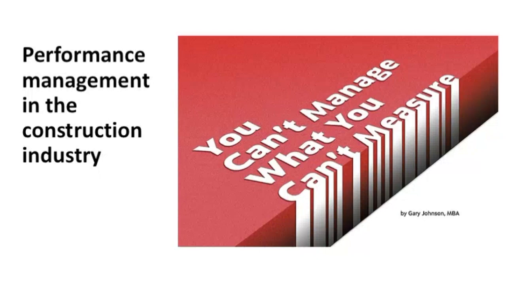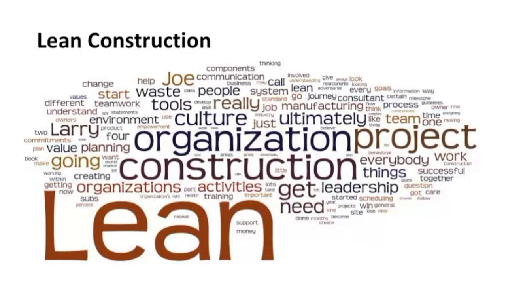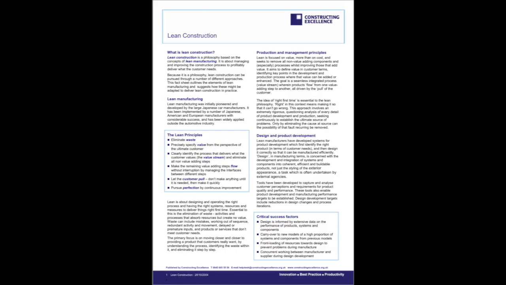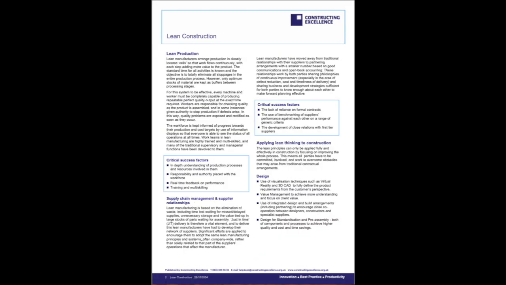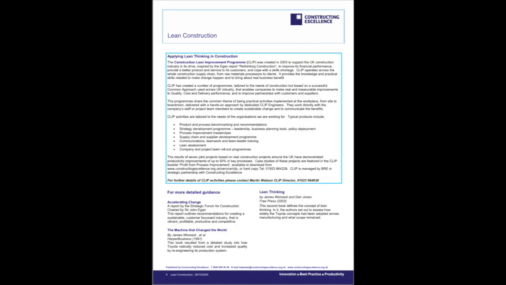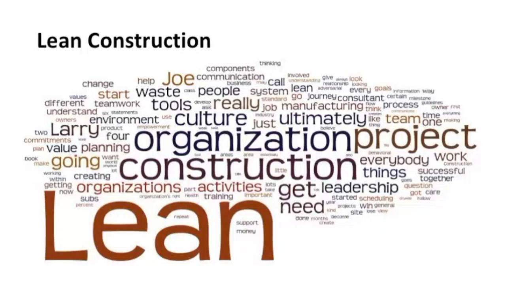Borrowing heavily from the manufacturing sector, the Construction Lean Improvement Program, or CLIP, was developed in 2003 by the Building Research Establishment. This was designed to support the UK construction industry to improve its financial performance, which had been highlighted as poor in the Egan report mentioned in previous modules.